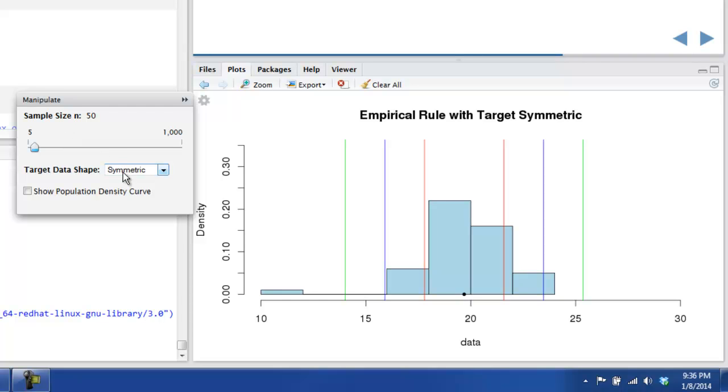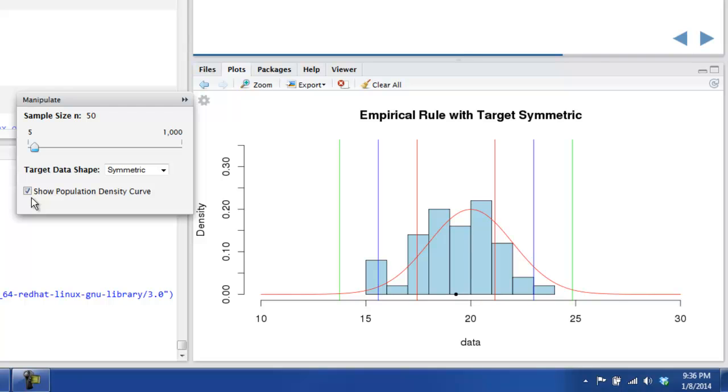Also, the population that we're going to draw from could either be symmetric or skewed or really, really skewed. Let's start with symmetric. And why don't we show the density curve for the population that we're going to be picking this data from. Okay. Let's look over here in the plot. This histogram represents the sample of size 50 that we have picked from this population. This dot is the mean of that sample, so it's something less than 20. Here's the population itself. It's perfectly bell-shaped.